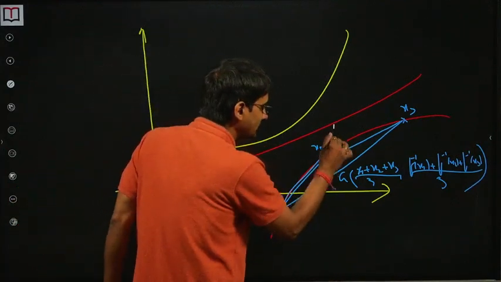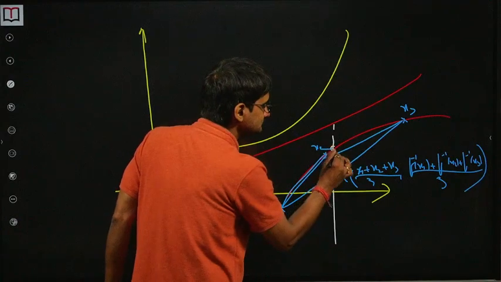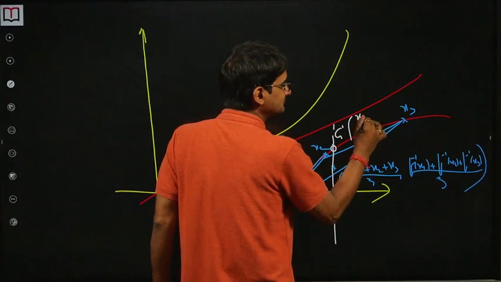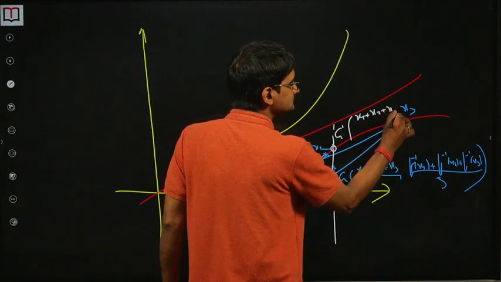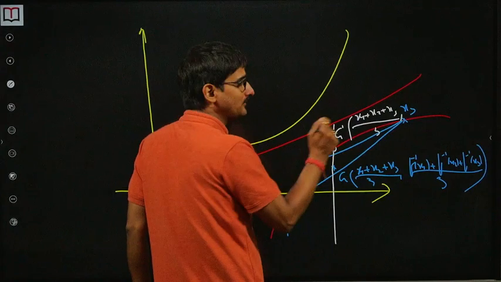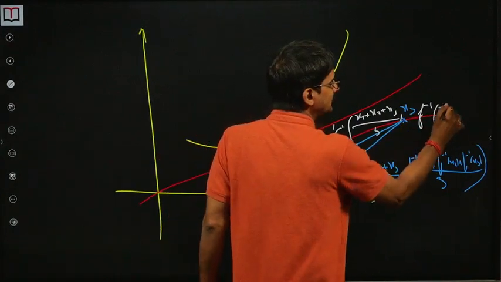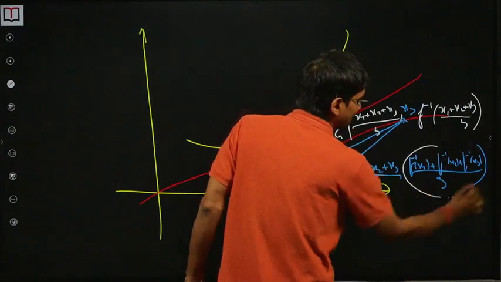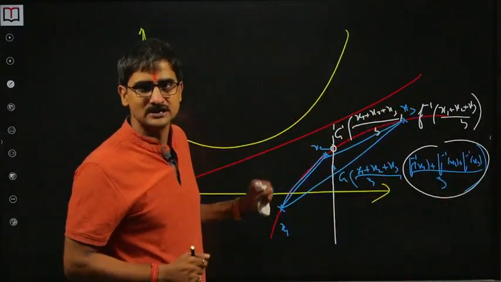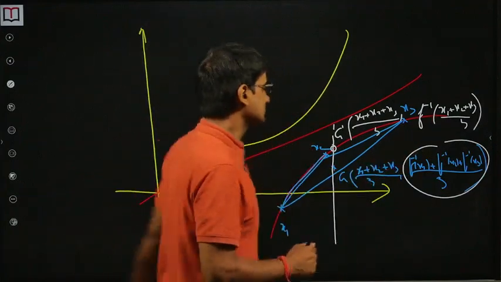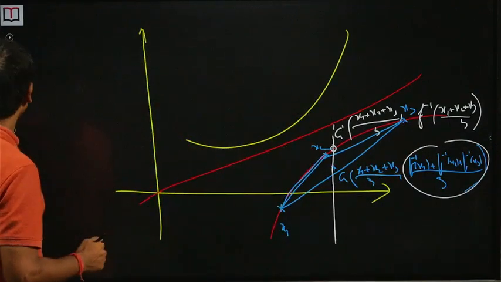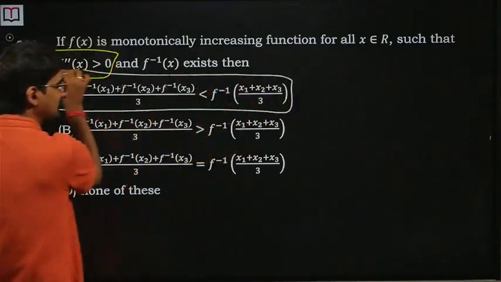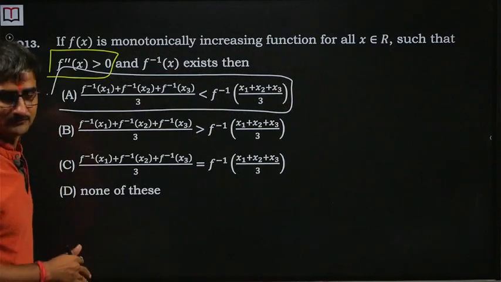If I draw a vertical line passing through it, the point where it meets the curve, its abscissa is going to be the same. But since it lies on the curve, the ordinate has to be this. Now tell me the relation. The point is below this, G is below G dash. So this has to be less than this. Okay. So f inverse x1 plus f inverse x2 plus f inverse x3. So the first option is the correct option itself. I think all of you have understood.